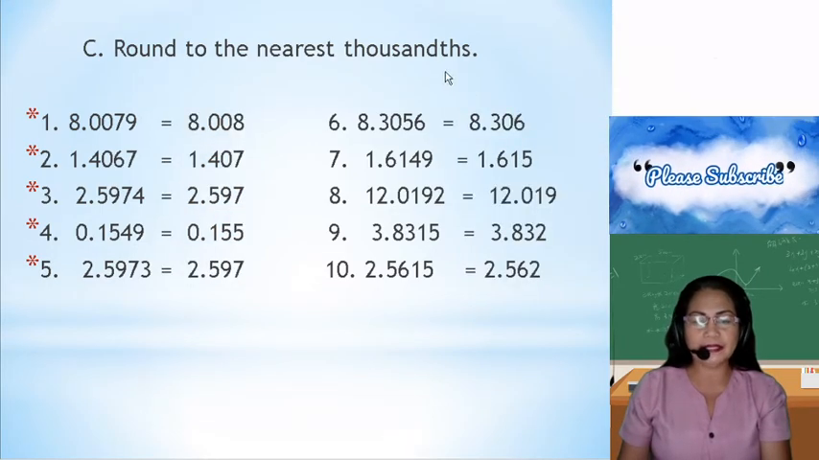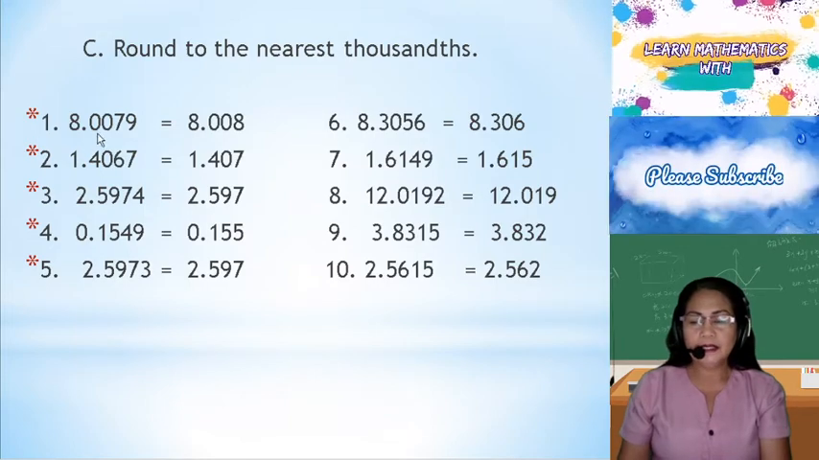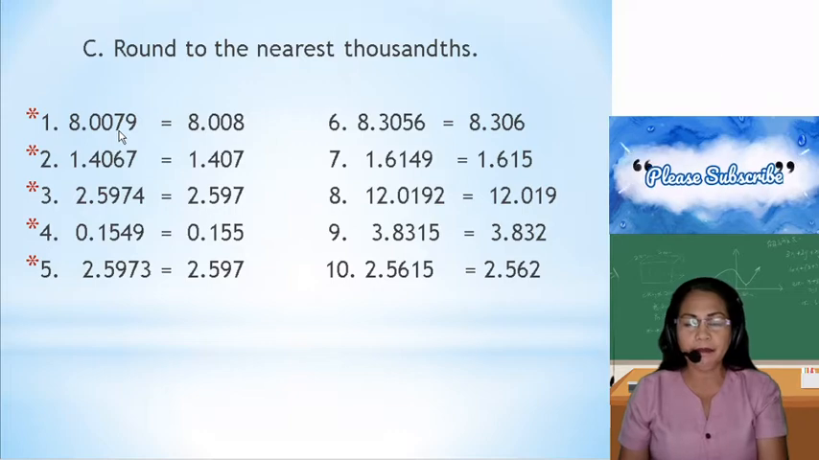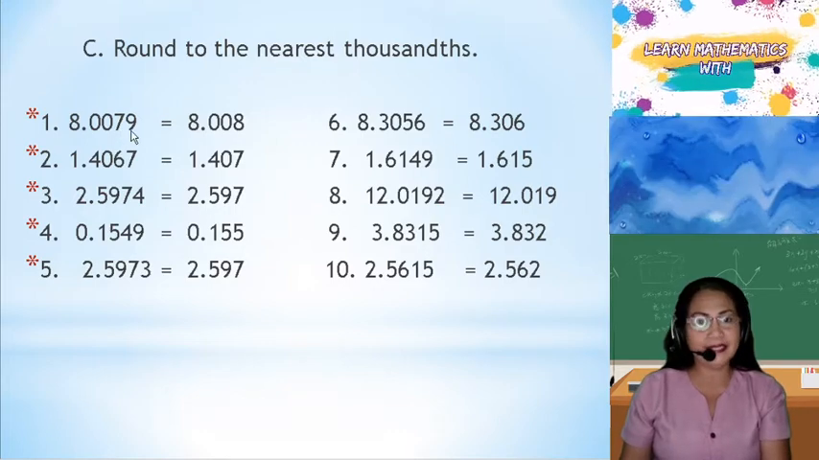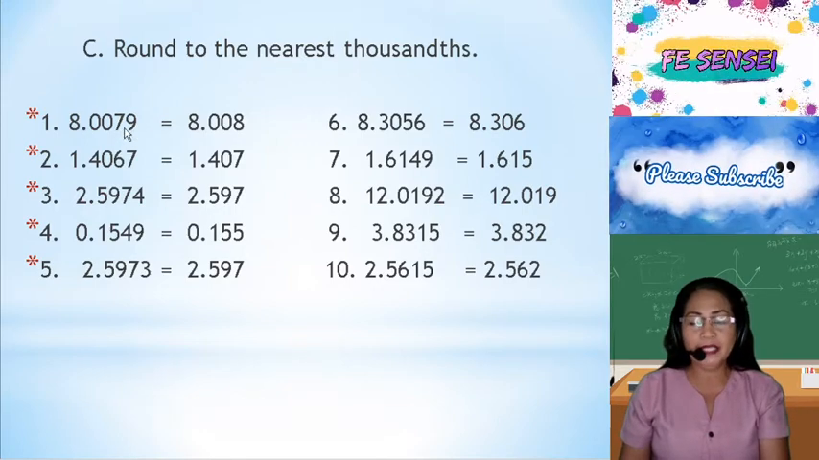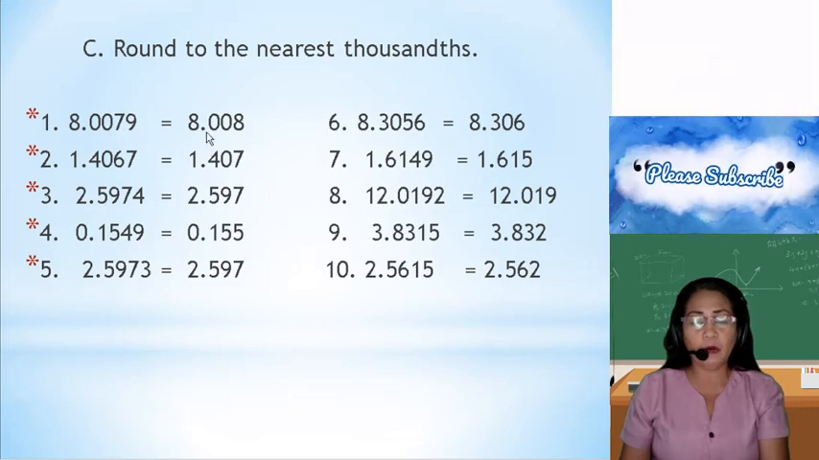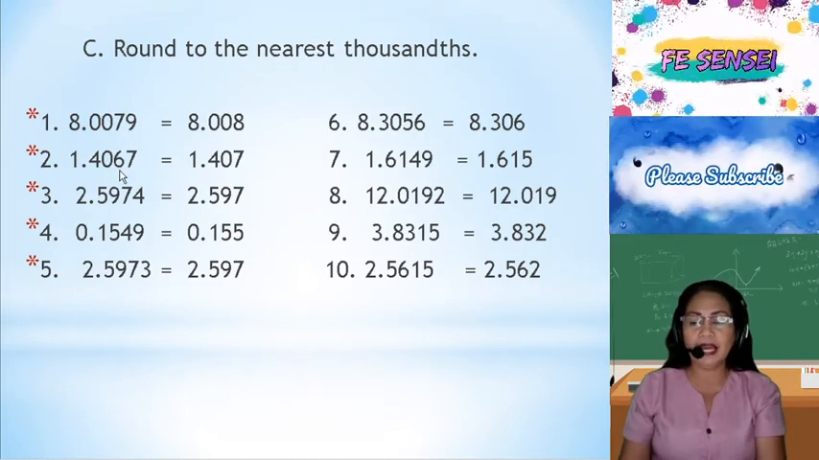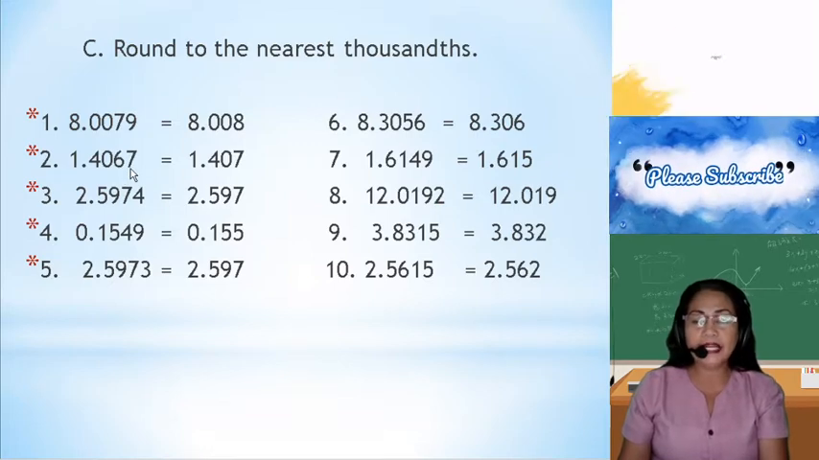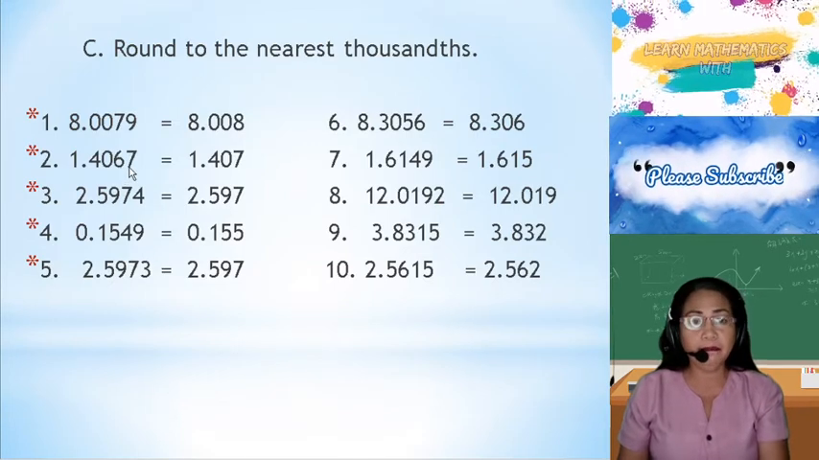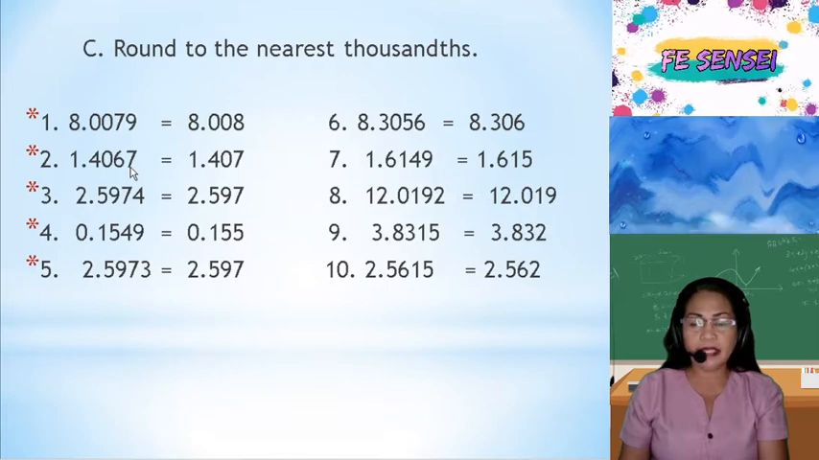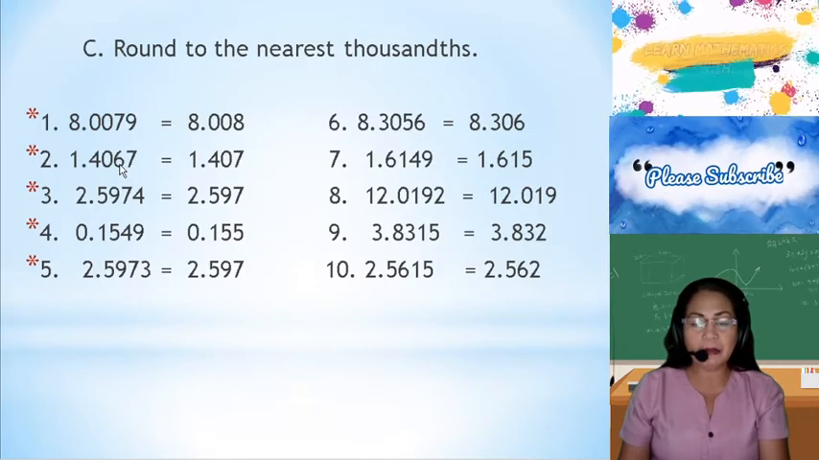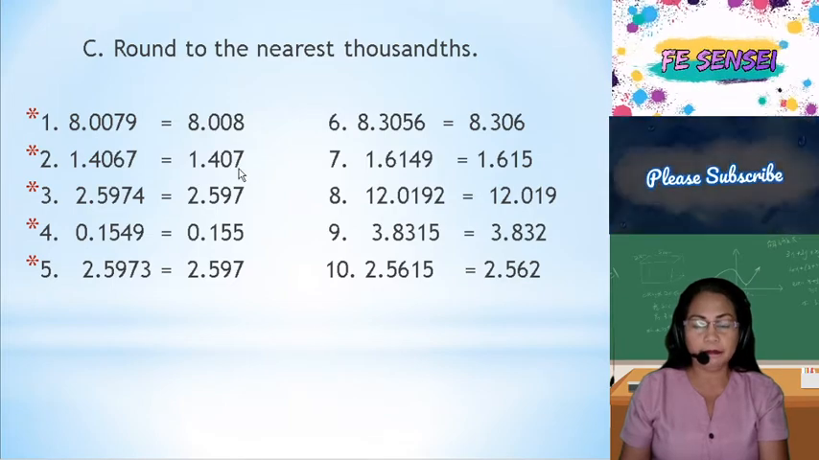Thousandths place, nearest thousandths. So the number in the thousandths place for number 1 is 7. The number to the right is 9. It's round up. Therefore, 7 plus 1 equals 8. Number 2, the number in the thousandths place is 6. The number to the right is 7. More than 5, or greater than 5. Therefore, it's round up. 6 plus 1 equals 7.